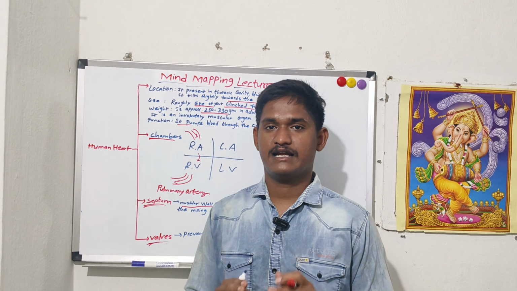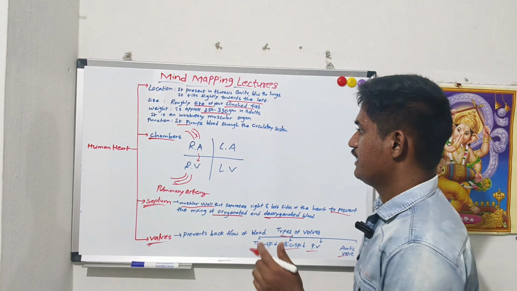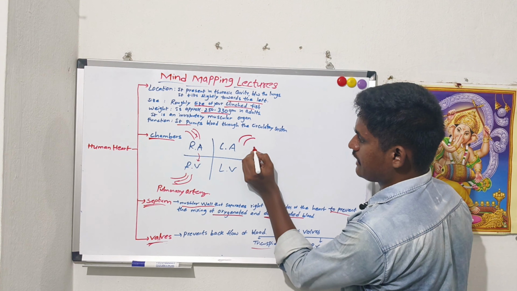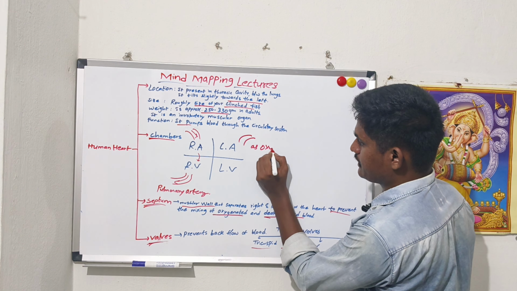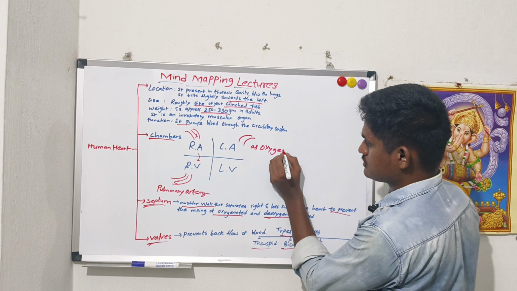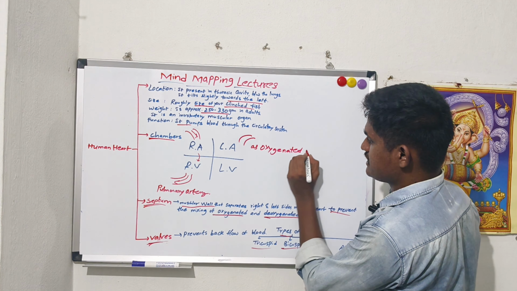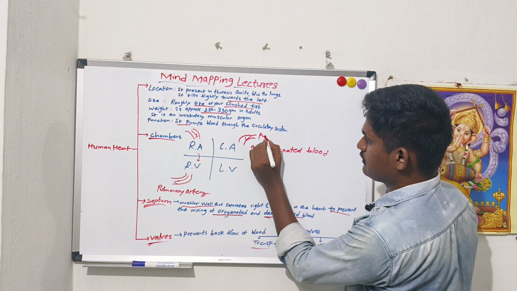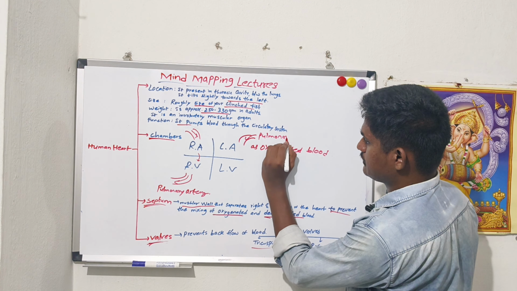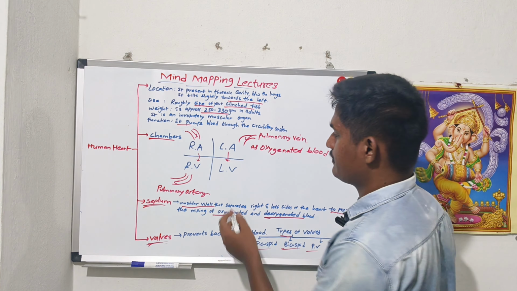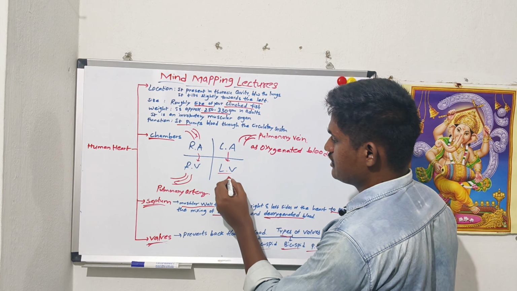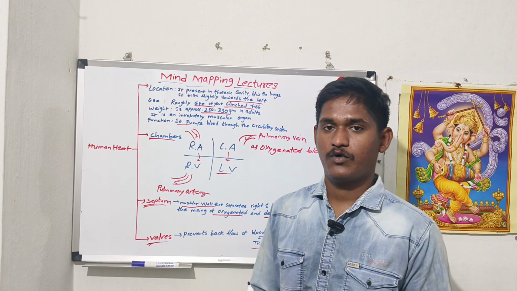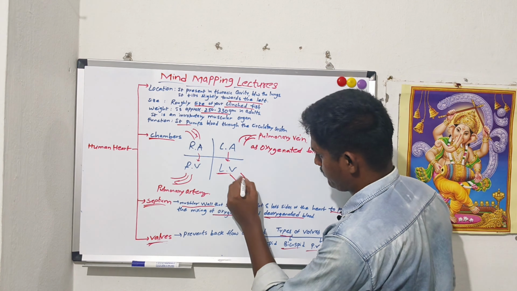The blood from the lungs, after the purification, re-enters into the left auricle as oxygenated blood through the pulmonary vein. From the left auricle, the blood enters into the left ventricle. Left ventricle pumps oxygenated blood to the body through aorta.